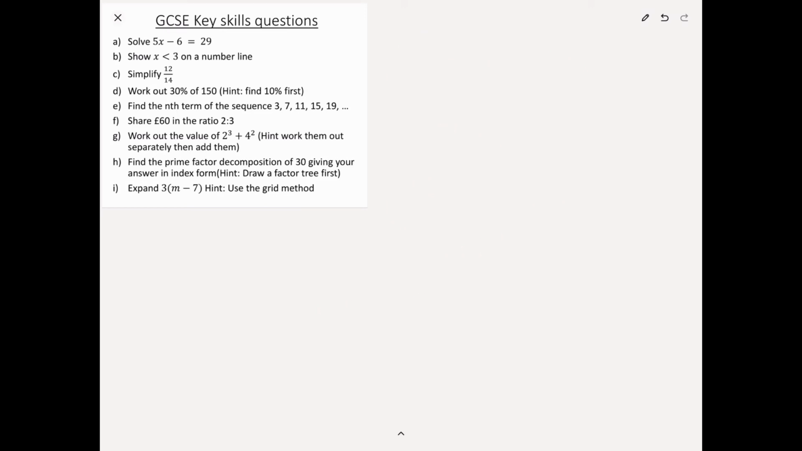Question H then, find the prime factor decomposition of 30, giving your answer in index form. Quite a lot going on there then, prime factor decomposition in index form. And our hint says draw a factor tree. Well, let's draw a factor tree for 30 then. Break it down into 2 numbers that multiply together to give 30. They're factors, so let's do 3 and 10. And then, well, 3 is a prime number, so we can stop there. 10 becomes 2 and 5. What this factor tree tells us now then is that 30 is equal to 3 times 2 times 5.